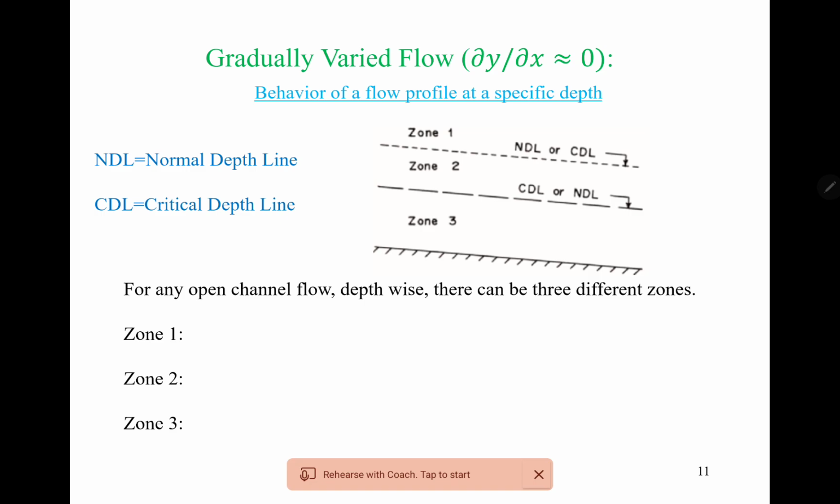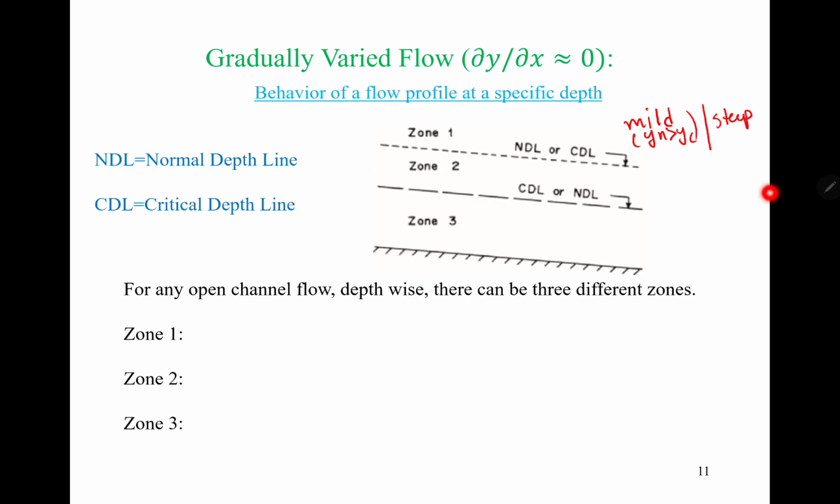For this example, let's think about the positive slope, mild and steep. For mild, we know that yn is greater than yc, and for steep, we know that yn is less than yc. Let's consider the channel we have is a mild channel. This line will be yn, this line will be yc, here y equals 0, and the upper limit of y is infinity.